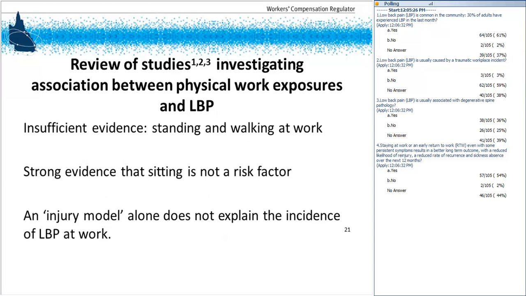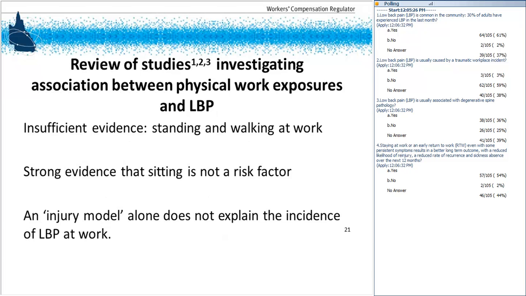Well, it seems to me that the physical injury model alone will not explain the incidence of low back pain at work. There's probably a number of other factors of relevance here, including what we've already mentioned as a background of a high prevalence of low back pain in the population, and there are likely to be personal or constitutional factors and psychosocial factors at play as well.